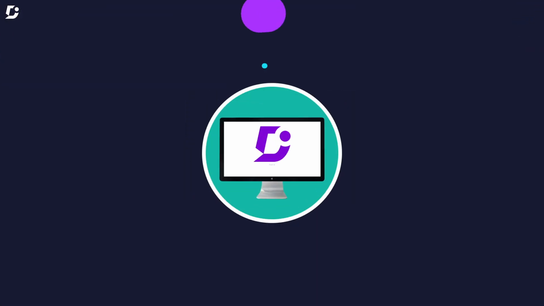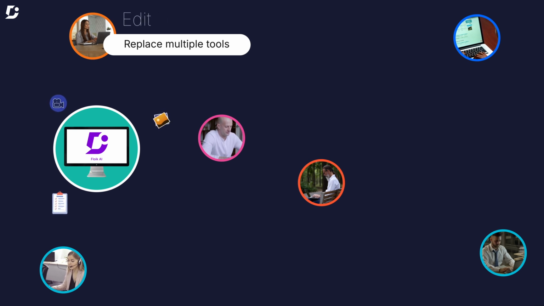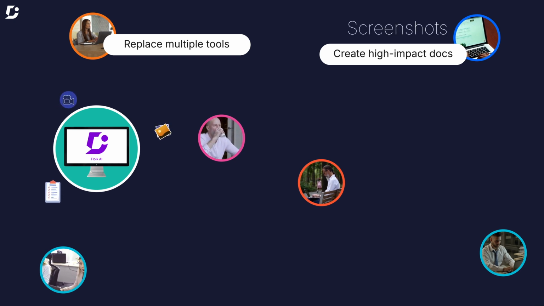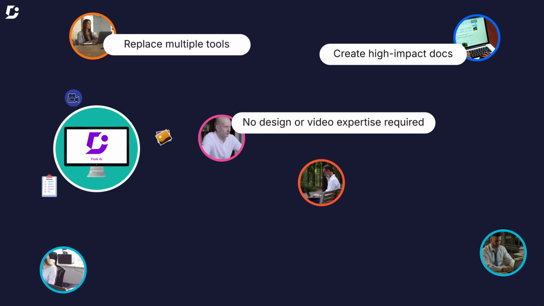Here are some of the key advantages of using the Document 360 Floik AI. Replace multiple tools with one powerful inbuilt solution. Capture, edit, and publish everything in one seamless flow. Create high-impact documentation in minutes, not hours, with inbuilt screen recording, screenshots, and guided workflows. No design or video expertise required.